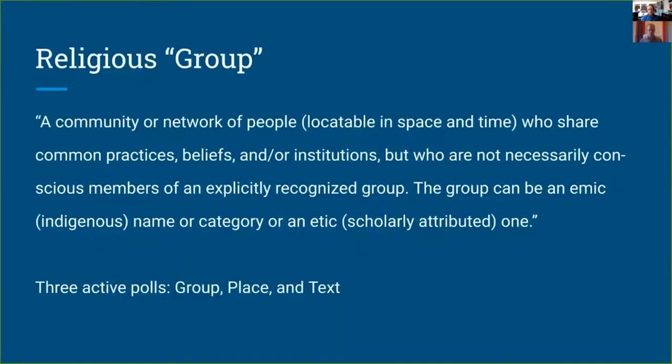So when you're talking about such a large, ambitious attempt to catalog all this information, we have to have some terms and some ontologies. Just to give you an example, and you can read much more about this on our website, we have one category we call a religious group. This is our first category that we started collecting data for. And we've come up with a very loose definition: a community or network of people who share common practices, beliefs, and/or institutions, but they're not necessarily members of an explicitly recognized group, and so on.